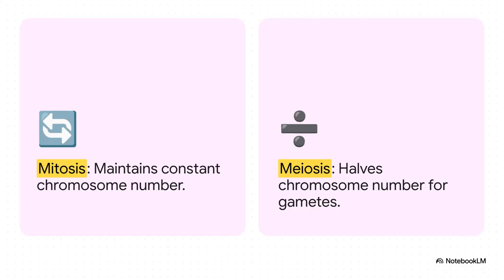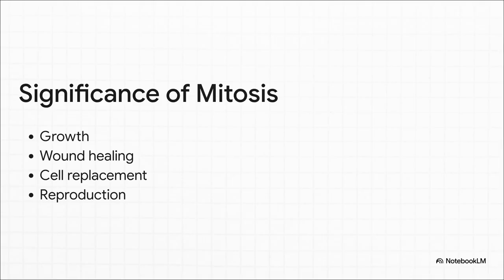Now, depending on what your body actually needs, cells use two totally different mathematical strategies to divide. On one hand, you've got mitosis, which is your body's standard copy machine. It maintains the exact same number of chromosomes to pump out identical daughter cells. On the other hand, you have meiosis, a super specialized division that purposely cuts the chromosome count right in half to form reproductive gametes.